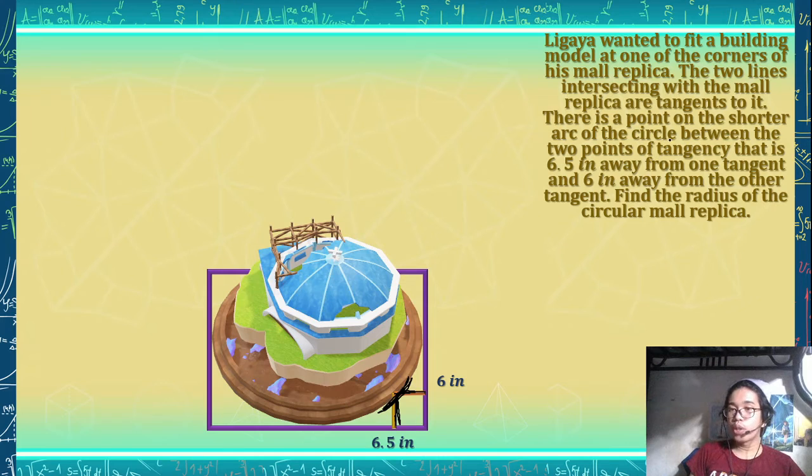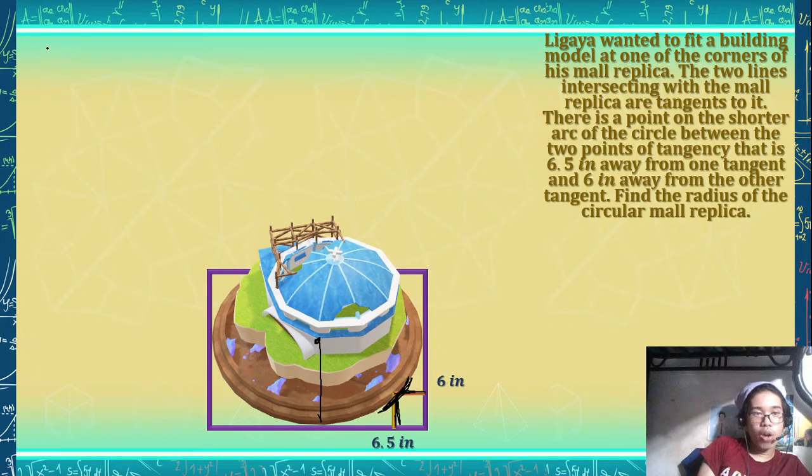There is a point on the shorter arc of the circle between the two points of tangency that is 6.5 inches away from one tangent and 6 inches away from the other tangent. So we need to find the radius of the circle, the mall replica. For this one, we need to find the radius.